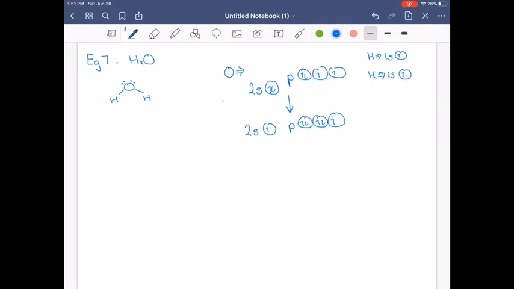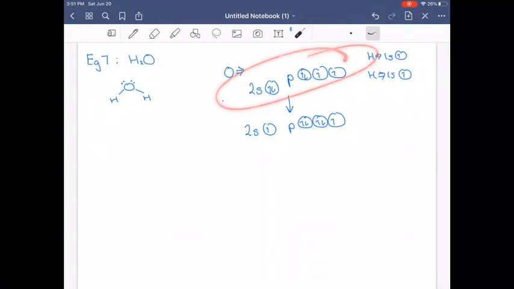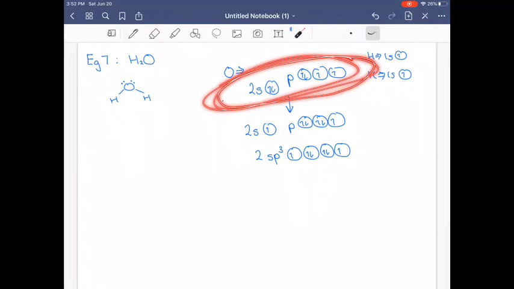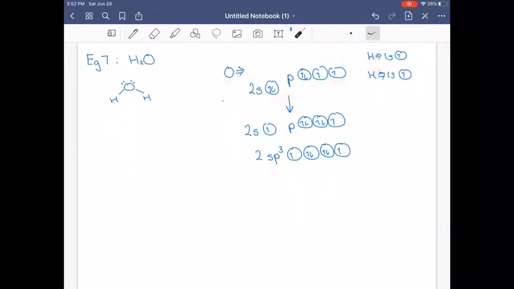Now you may be thinking, do I have to do this promotion? Can I just, boom, right there, sp3? Because that's what you're going to do anyways, right? You're going to do an sp3. That way all 4 are under the same orbital umbrella, right? Why do I have to do this? Why can't I just skip the promotion step and say blend this sp3? There you go. Well, here's the problem.